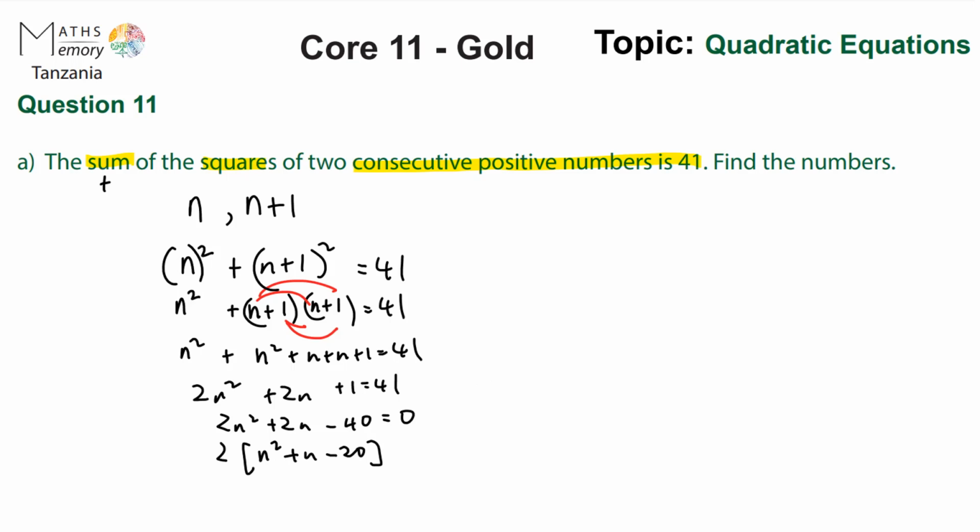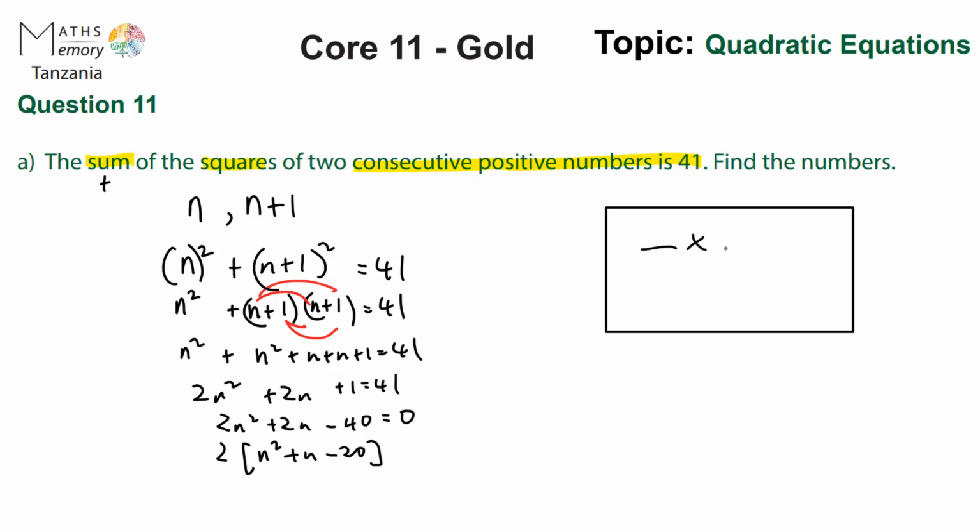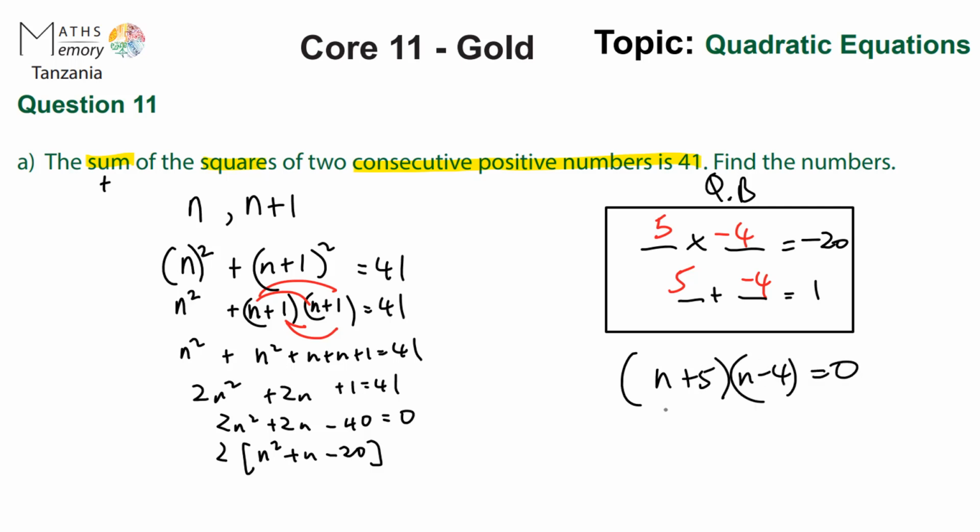Let's do quad box now on this bit over here with the two numbers that multiply to get minus 20 and add up to get 1. Okay, this is the quad box. So let's think of these numbers. They will be 5 and minus 4. Okay, so if we got this over here, let's now look at this. So we got basically n plus 5 and n minus 4, equaling 0. So n will equal minus 5 or n will equal 4.